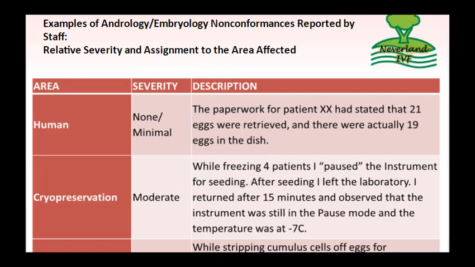Selected examples of andrology or embryology nonconformances reported by Neverland staff and their relative severity and assignment to the area affected are shown here. The reports are fictitious. Reports are logged according to the area of the ART laboratory in which they occurred, their severity, and also a description of what occurred.